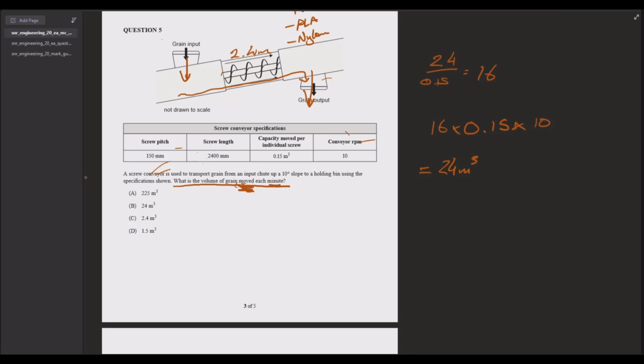If you did it the other way, which makes sense given the grain output, and you work out how much grain comes out, it's just going to be 10 times 0.15, which is D. It's not that. They're really tricky with the wording here. It's really annoying, and I really dislike them for it. But the answer for this question is B.